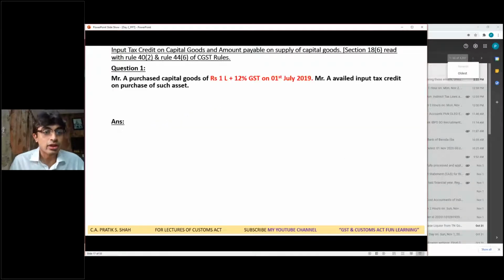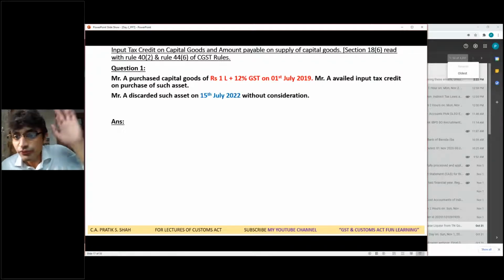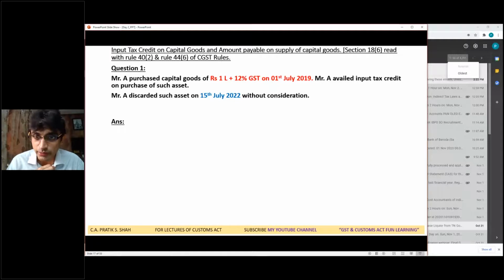So this is how you need to understand and answer this question. Everyone, please try. I'm Mr. A. I purchased capital goods of 1 lakh plus 12% GST on 1st of July 2019. Clear? I avail ITC immediately. On day 1, I availed 12,000 rupees. Now, I discarded this asset on 15 July 2022, without consideration. My query to all of you: how much GST am I required to pay? How much ITC shall be reversed? Can you all answer? Try.